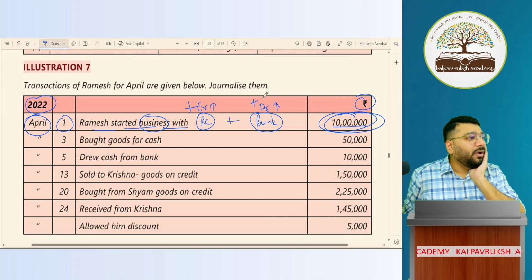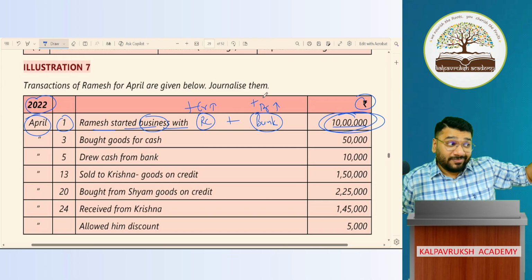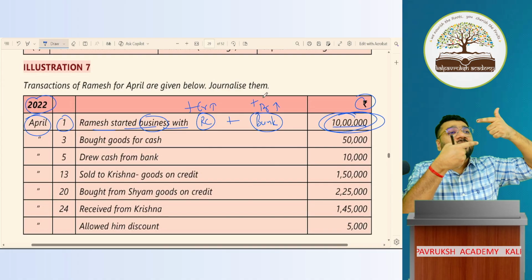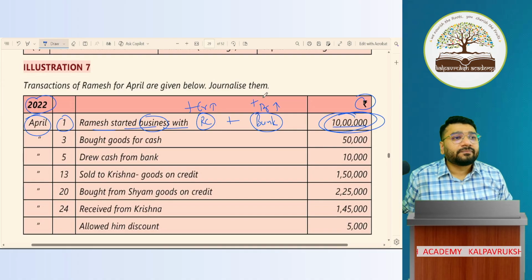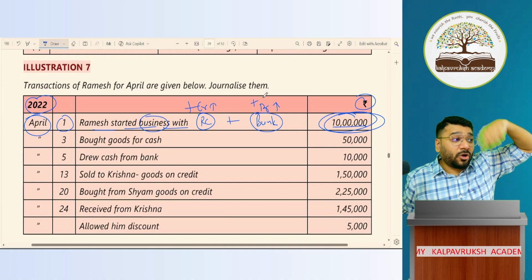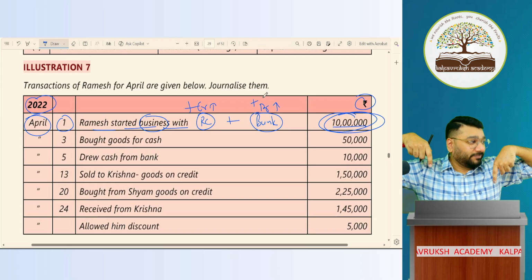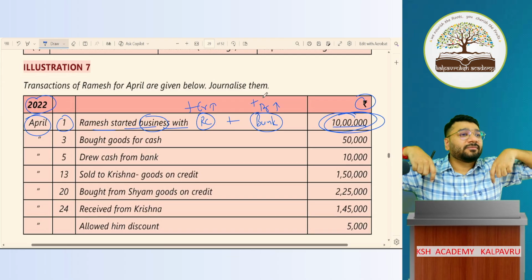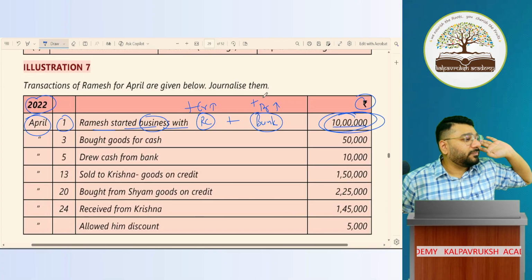How will you write the journal entry? Bank account debit to Ramesh Capital account. Got it? Not got it? Okay, can you tell me the format of the journal? First is the date column. Second is the particulars column. Third is the LF column, a useless column. In exam, if you want, you put the LF column. If you don't put it also, I'm okay.